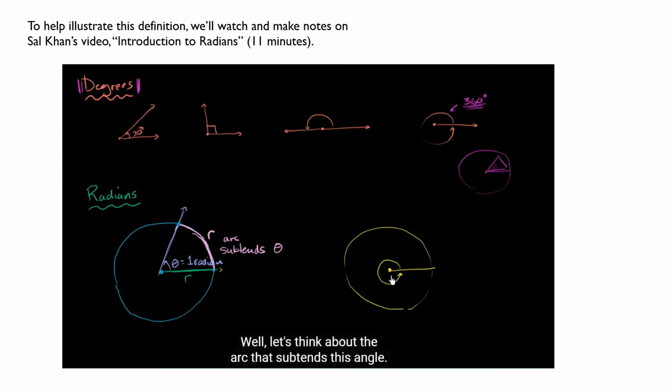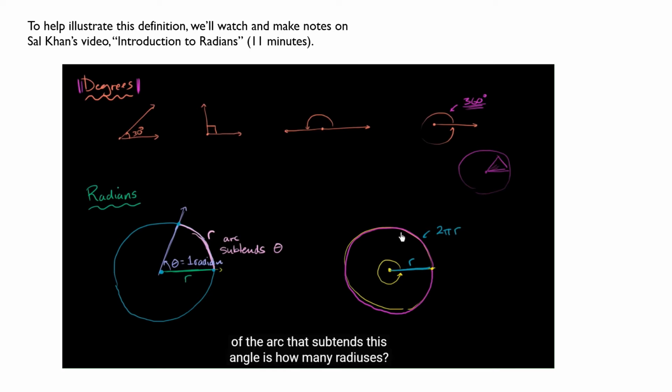Well, let's think about the arc that subtends this angle. The arc that subtends this angle is the entire circumference of this circle. Well, what's the circumference of a circle in terms of radiuses? So if the radius is length r, what's the circumference of the circle in terms of r? Well, we know that. That's going to be 2 pi r.